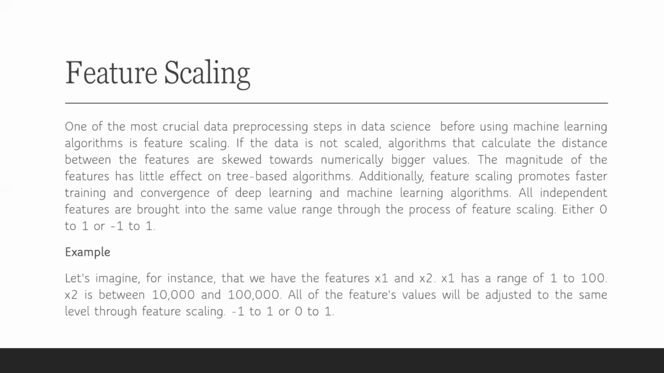Let's imagine, for instance, that we have the features x1 and x2. x1 has a range of 1 to 100, and x2 is between 10,000 and 1 lakh. All of the feature values will be adjusted to the same level through feature scaling, which is either -1 to 1 or 0 to 1.